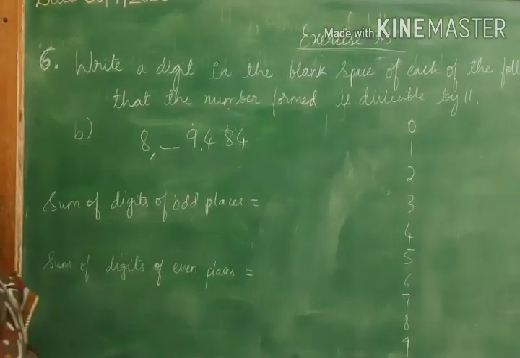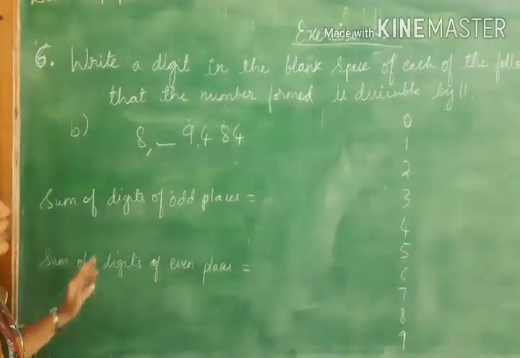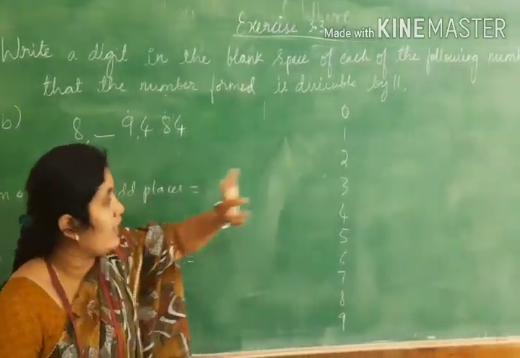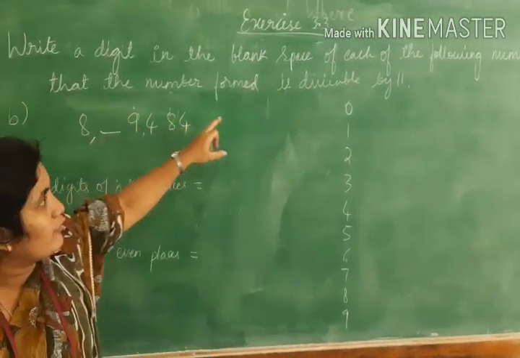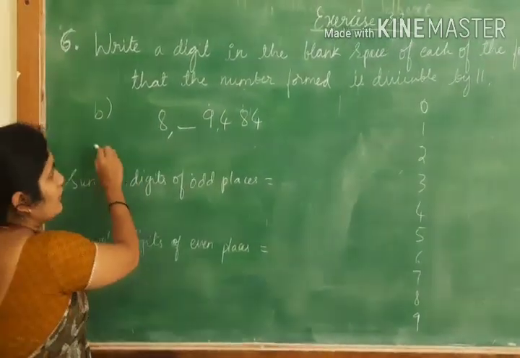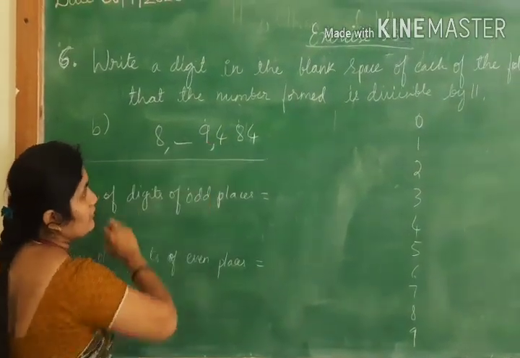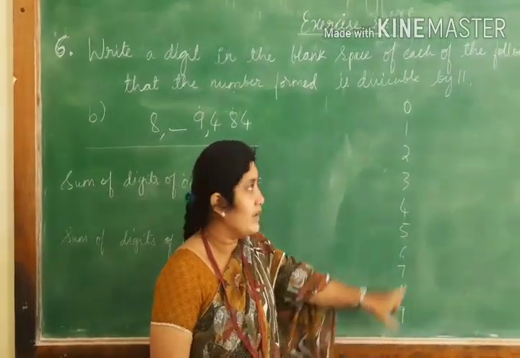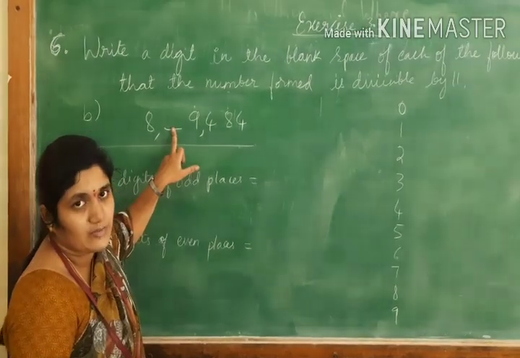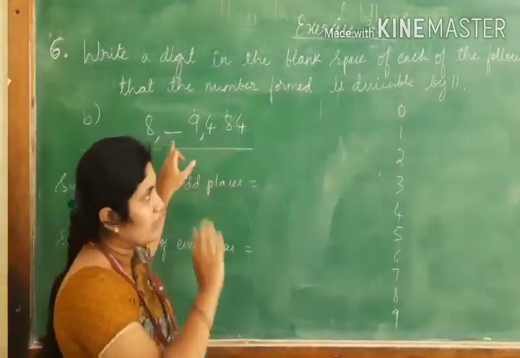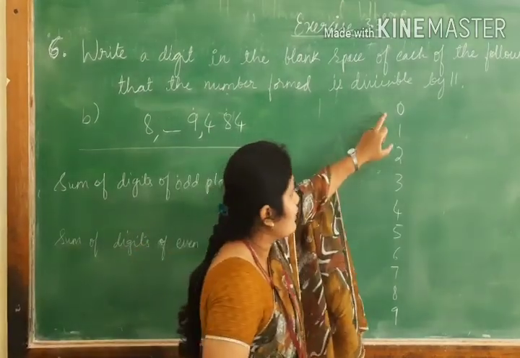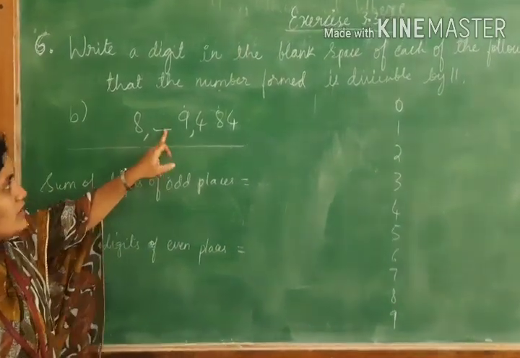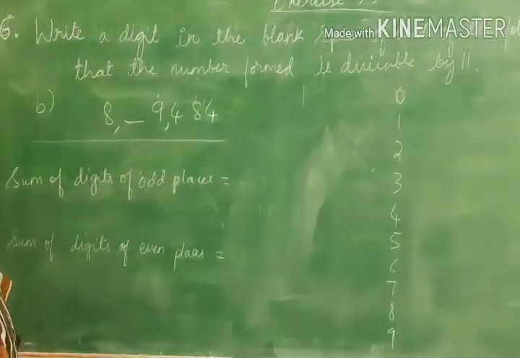Now let us move on to the 6th bit of the same exercise. This is the last bit also. Here I am going to solve a problem. Write a digit in the blank space of each of the following numbers and see that the number formed is divisible by 11. That is, here the number is given and a blank is given in the number. When you choose any digit, you can fit here, that is from 0 to 9. Here we can consider 0 also because this is not the highest place value. If this is not the highest place value, you can start from 0. Any of the digits you can choose, that is 0, 1, 2, 3, 4, 5, 6, 7, 8, 9. Any of the digits you choose here and see that the given number is divisible by 11.